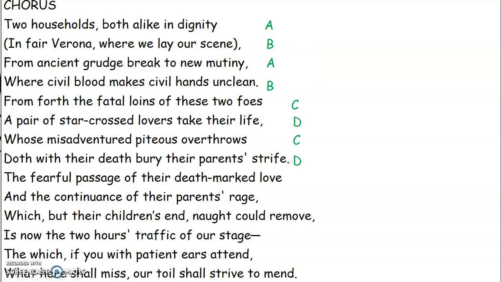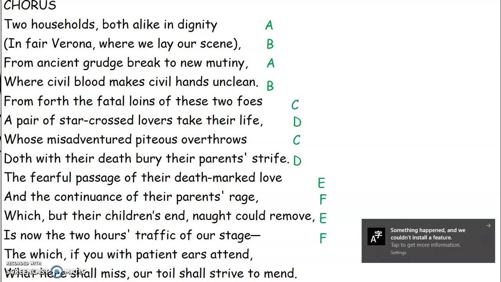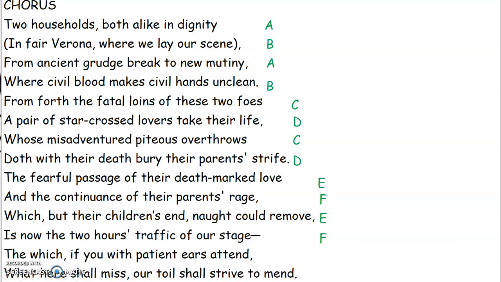Okay, and this continues. Foes, life, overthrows, strife. And again, love, rage, remove, stage. You've got that pattern all the way through for 12 lines, but the last 2 lines, attend and mend, these rhyme with each other, and this is something we call a rhyming couplet.